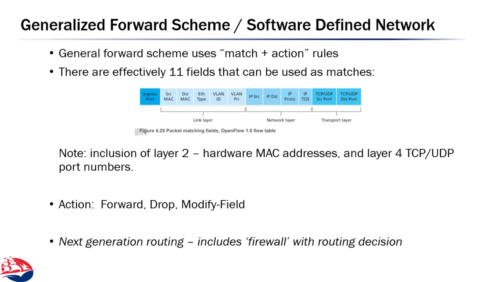The one thing that is really interesting is that we can look at the 11 different fields that can be used as determinants for a match. And so the router can look at the interface that the datagram came in on, its link layer 2 MAC addresses and type, some things called VLANs, which we haven't seen yet, but we'll see in the next chapter or two. We can look at the IP addresses, the protocol, whether it's TCP or UDP. We can look at the type of service it is, and then we can look at port numbers for source and dest. And with those in mind, we can either forward the packet on to the rule interface that we've defined, we can drop it, or we could even rewrite this thing.